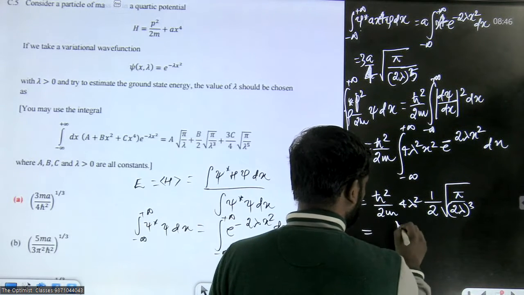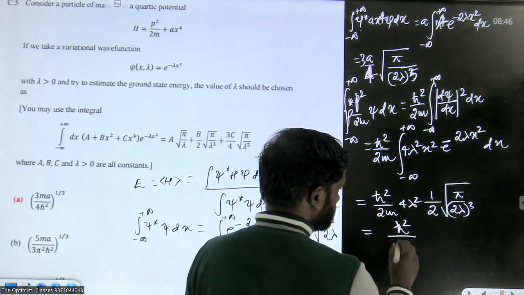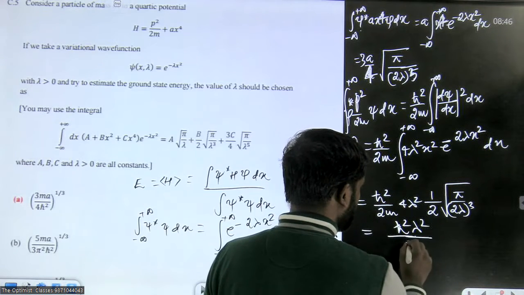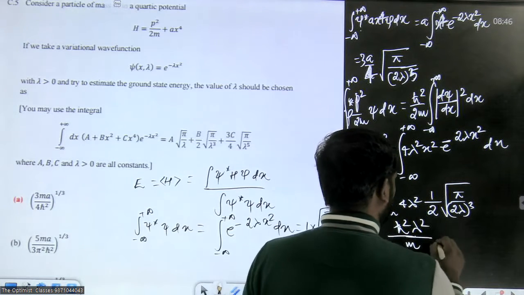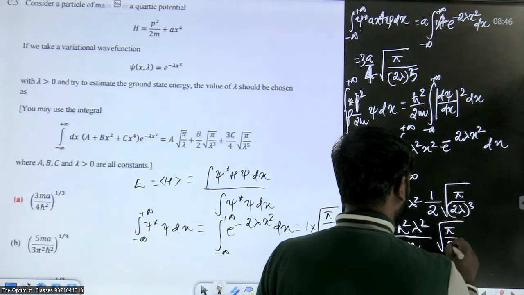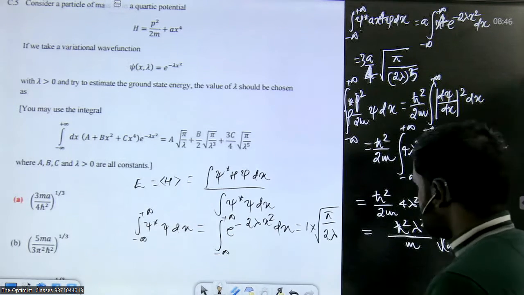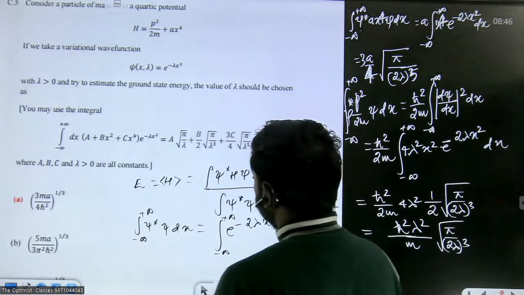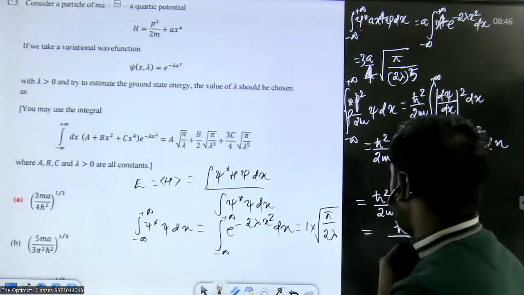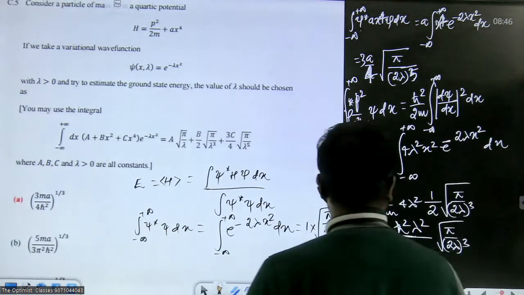So we get here h bar square, and this h bar square and lambda square we are getting, and there is m. 4 cancels out, and we get here pi divided by 2 lambda whole cube. That's what we have. Now we have gotten these terms, so we are going to write the expectation value of the Hamiltonian.